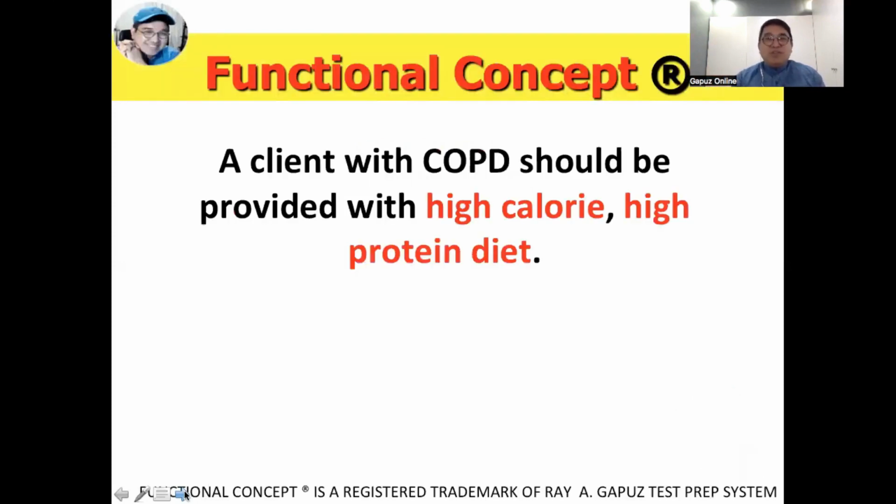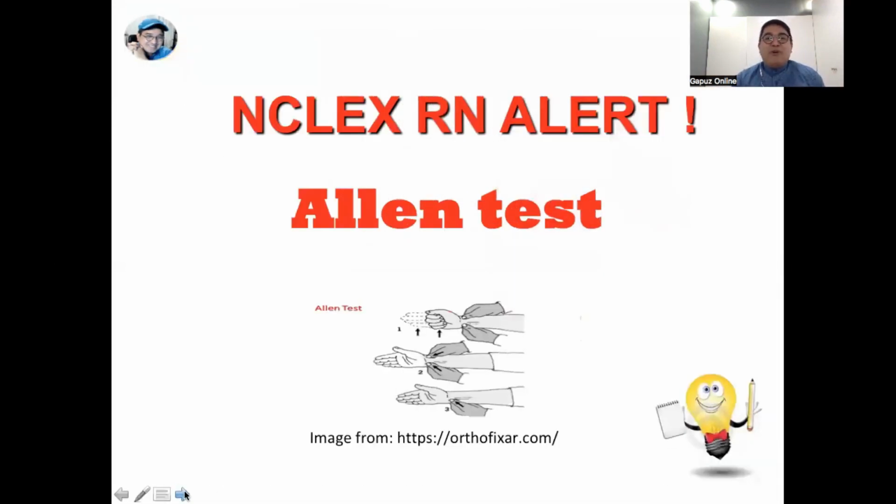Next, let's move on to the functional concept. A client with COPD should be provided with a high calorie, high protein diet. They would need additional energy because of their dyspnea. Next, you have your Allen test. This test is used in order to assess the circulation of the specific area where a specimen is usually gathered before an arterial blood analysis of the blood that's obtained in the area is performed.